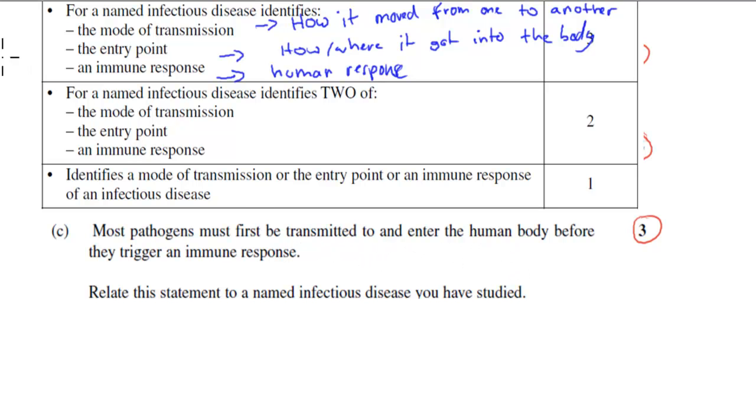Alright, so then the next one was most pathogens must be transmitted to enter the human body before they trigger an immune response. Relate the statement to a named infectious disease you've studied. So you need to first of all name the disease, whatever it was, right? Talk about the mode of transmission, that's talking about how it moved from one person to another, for example. So air, contact, and that kind of stuff, so how it got there. Then where it entered, so how or where it entered the body. And then the immune response, so what did our body do to try to fight off the actual infection? And a bit about each of these will get you your full marks.